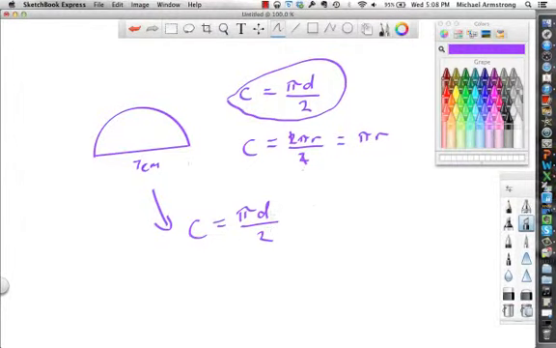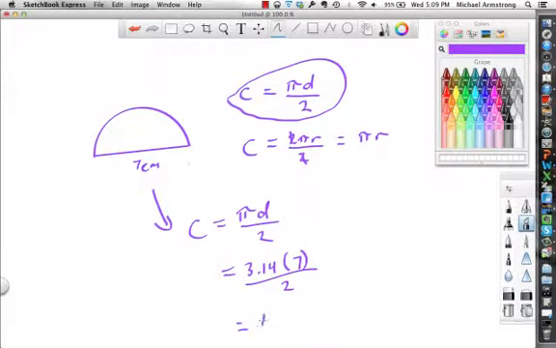Notice I write it out every time. I want you to do the same thing. You have to write it out every time just to please me. 3.14, but it helps you remember the formula. Diameter is 7 centimeters divided by 2. And then in your calculator, you just write down 3.14 times 7 equals, and that's 21.98, and then divide that by 2, and you get 10.99.